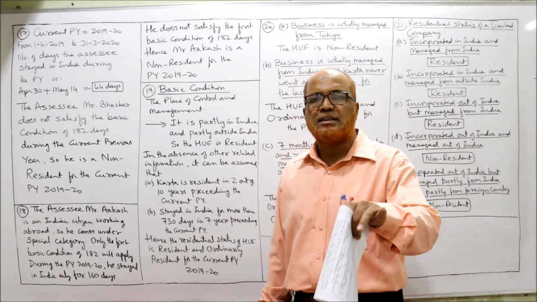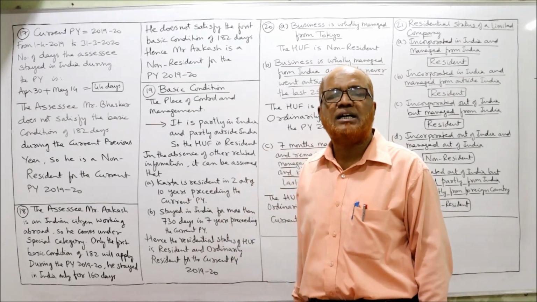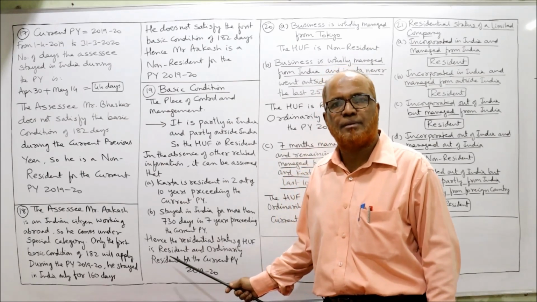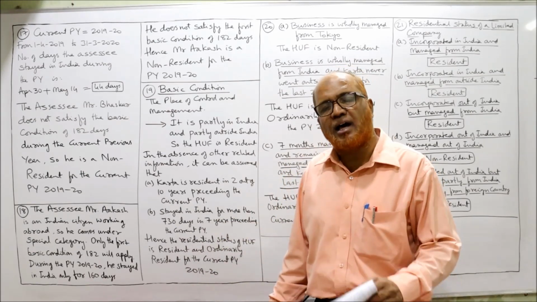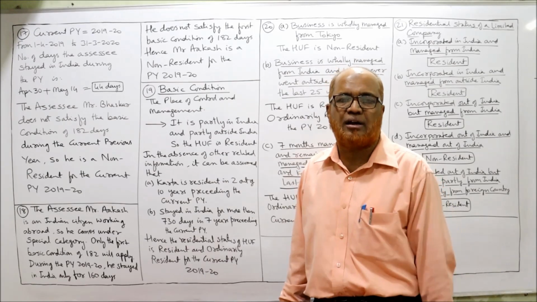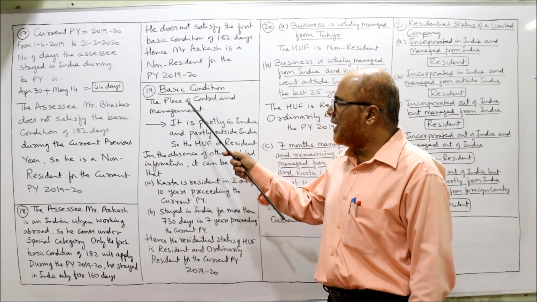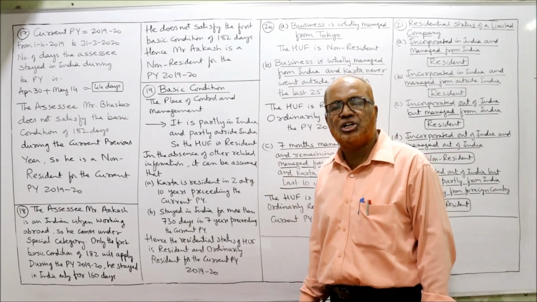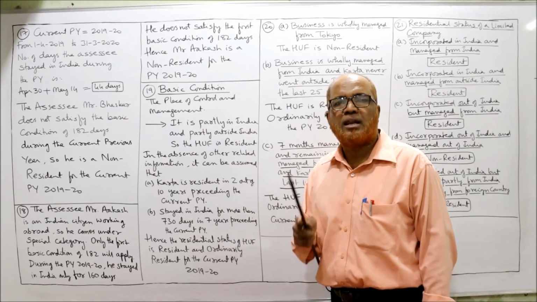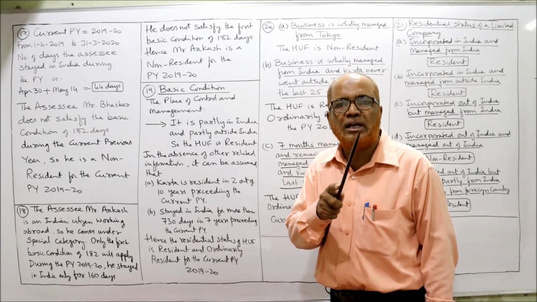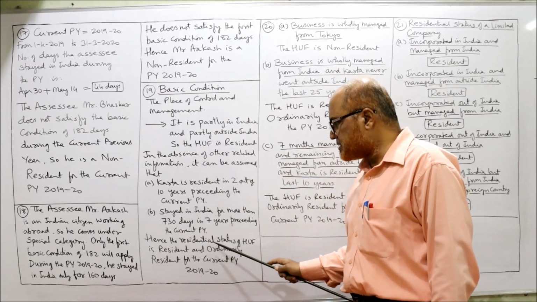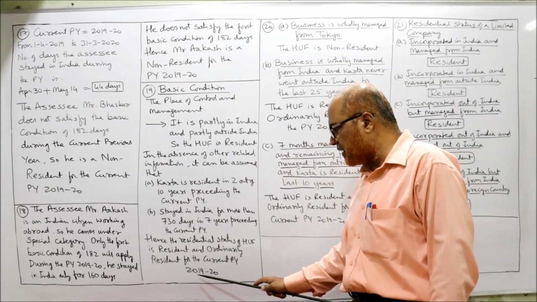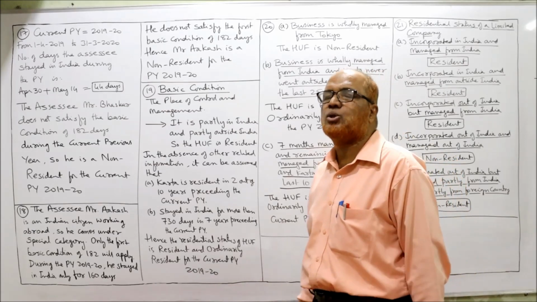It is assumed that Karta stayed for more than 730 days in 7 years preceding the relevant previous year, current previous year. Suppose, imagine, Karta satisfies both the conditions. That means the HUF is a resident and Karta satisfies both the additional conditions. So HUF will be resident and ordinarily resident. Hence the residential status of the HUF is resident and ordinarily resident for the current previous year 2019-20.